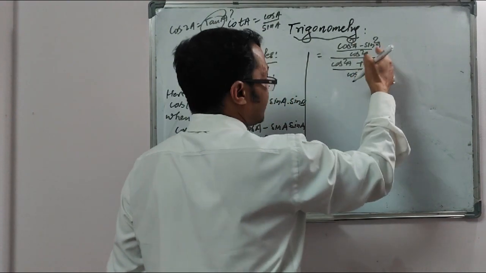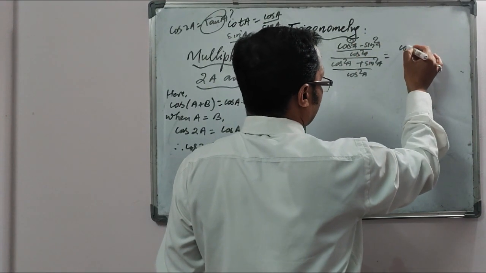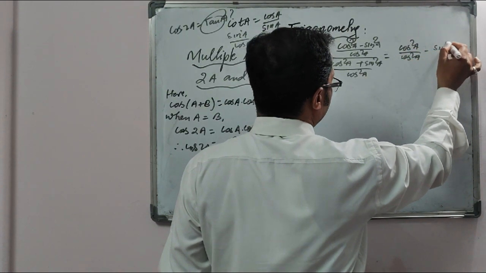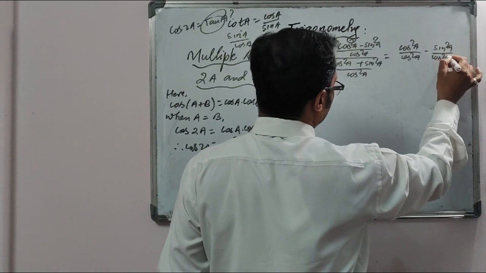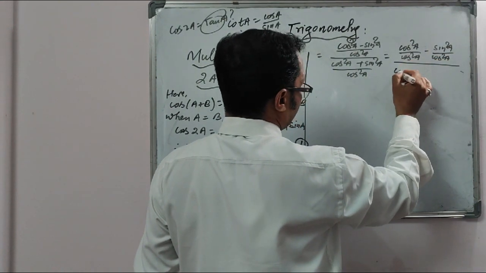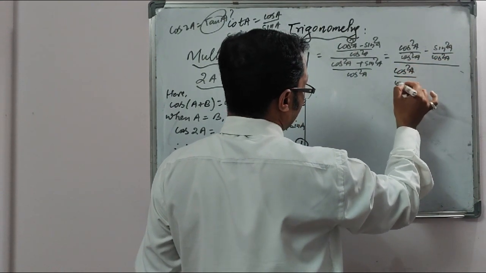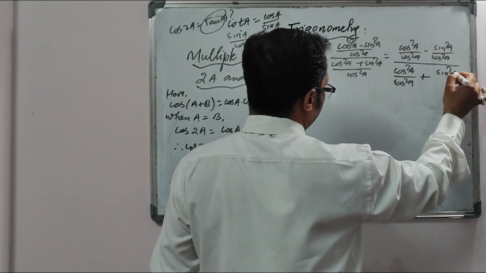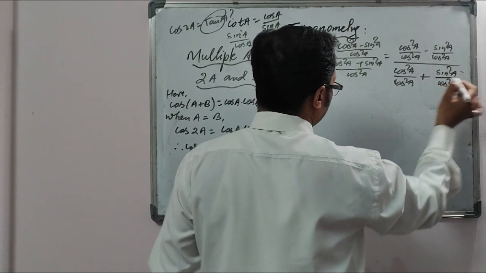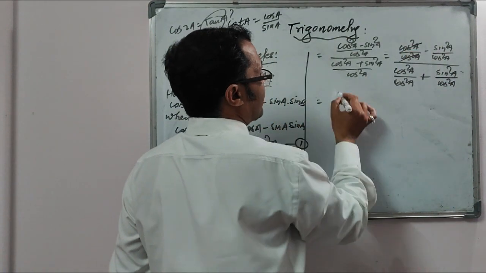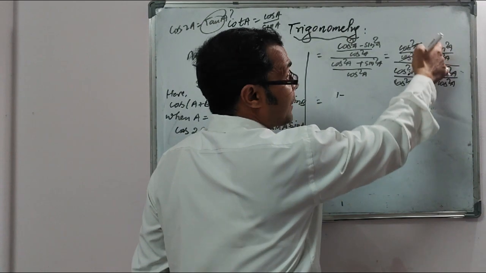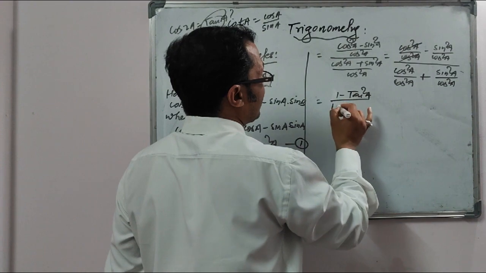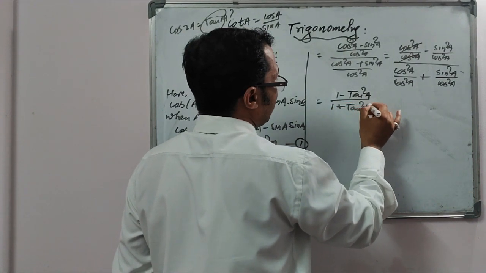So what do you get? Just split it, separate it. Cos square A by cos square A minus sin square A by cos square A. And in the denominator as well, cos square A by cos square A plus sin square A by cos square A. So what you get is, see, this and this cancel, right? 1 minus, and sin by cos, what is sin by cos? That is tan. So 1 minus tan square A upon 1 plus tan square A.